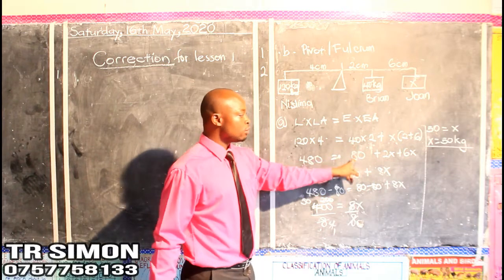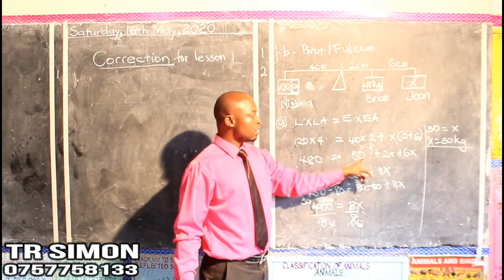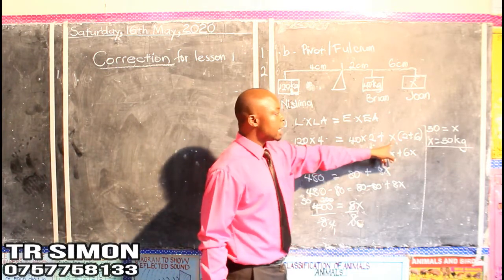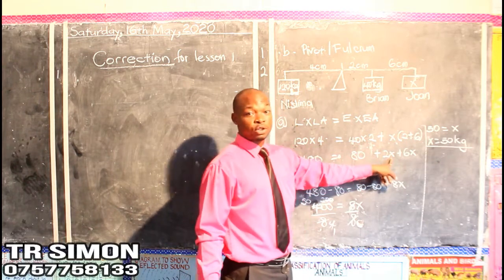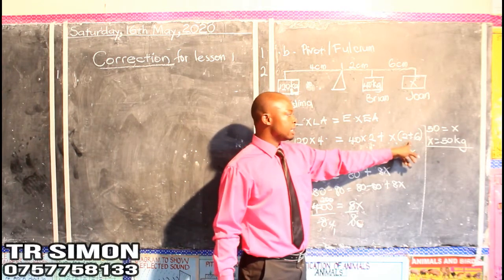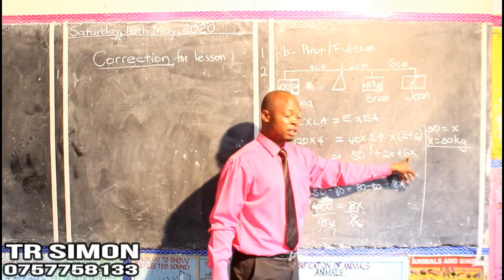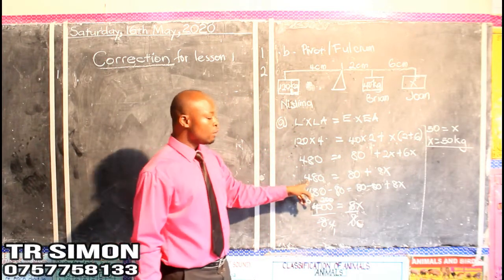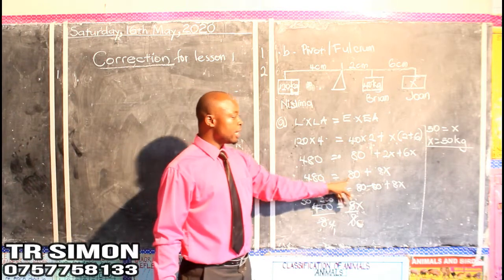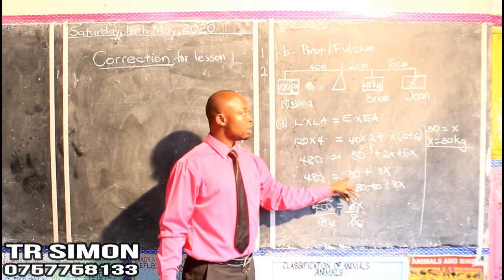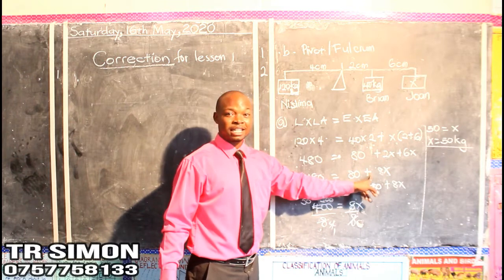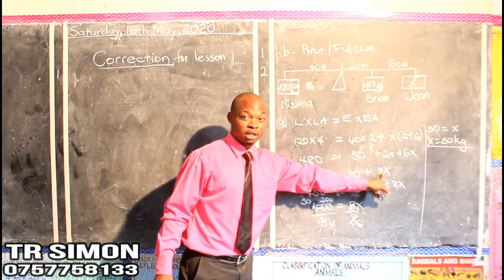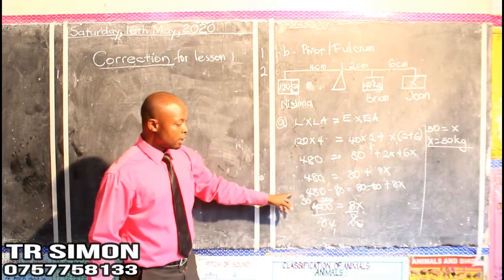And for Joan, we are going to get 80. Whereas Joan shall get X times 2, which is going to give us 2X, plus 6, X times 6 is going to give us 6X. Therefore, we shall come here and say 480 is equal to 80, this is for Brian, plus 8X, that's for Joan. I'm going to find X.